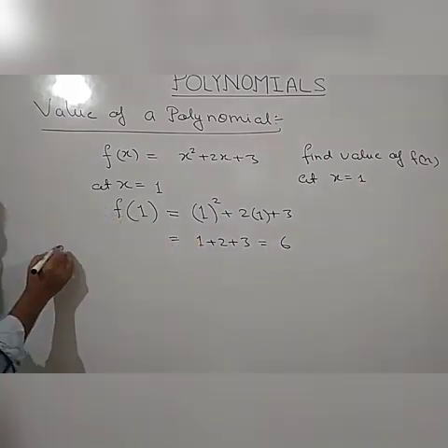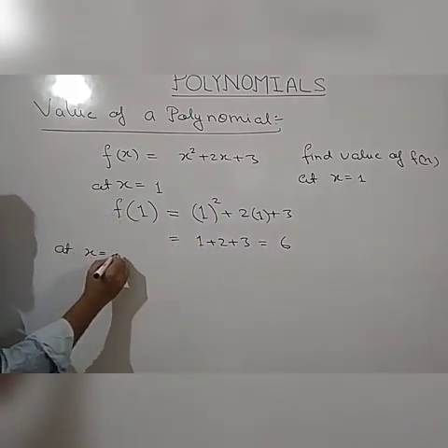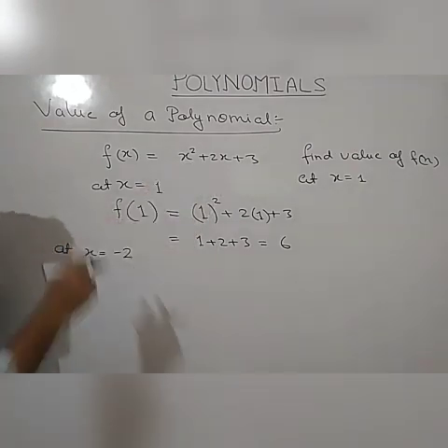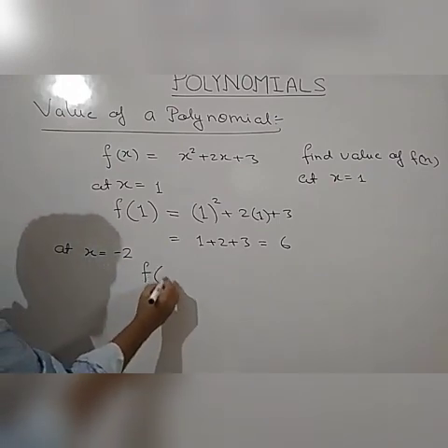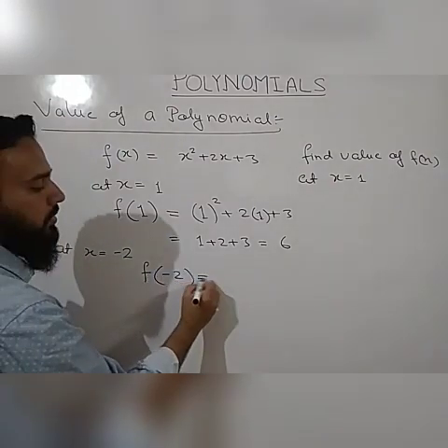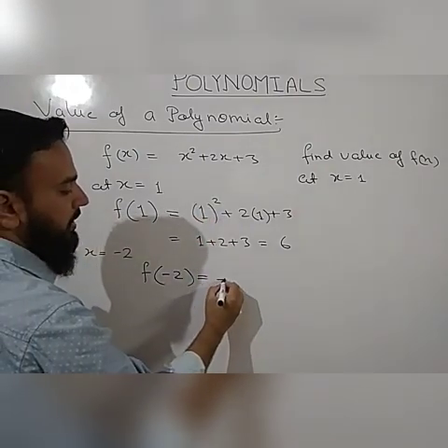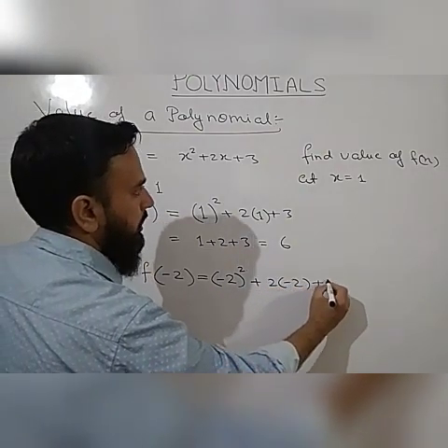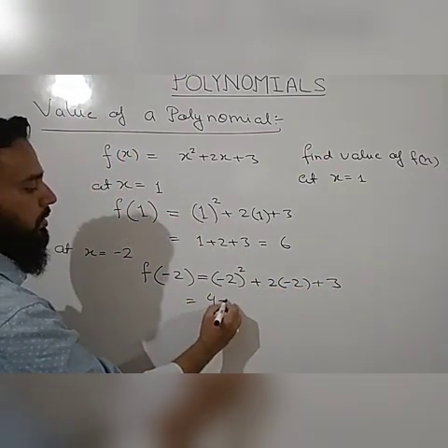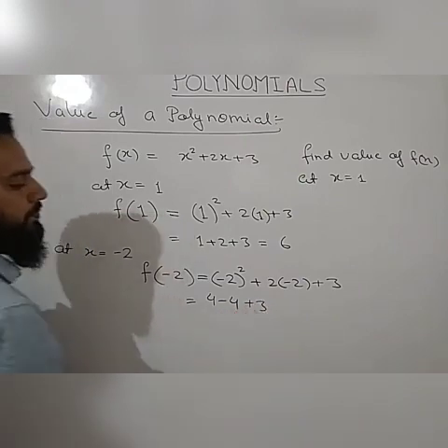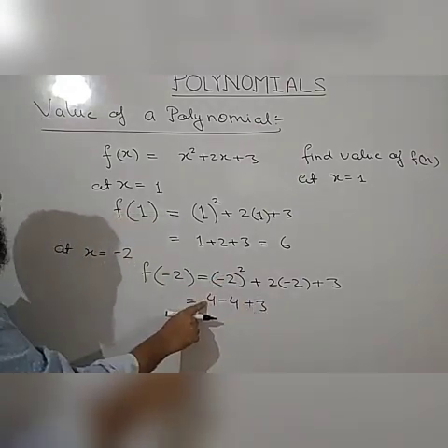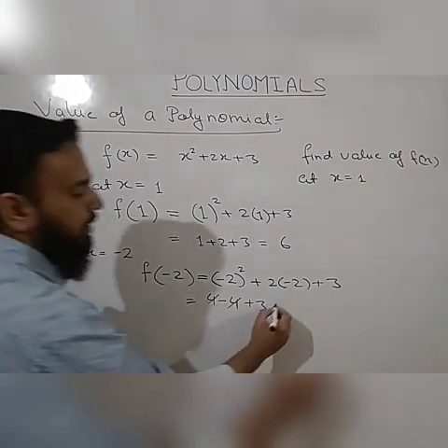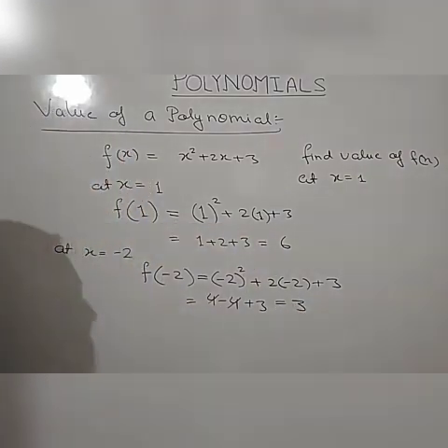If it is asked to find the value of this polynomial at x is equal to minus 2, then we will write it as f(-2) is equal to, at the place of x we will write minus 2, it will be (-2) square plus 2 into (-2) plus 3. It will be 4 minus 4 plus 3. (-2) square will be plus 4, 2 into minus 2 will be minus 4, and it is plus 3. So this 4 and 4 will cancel out and the value of this polynomial will be 3.